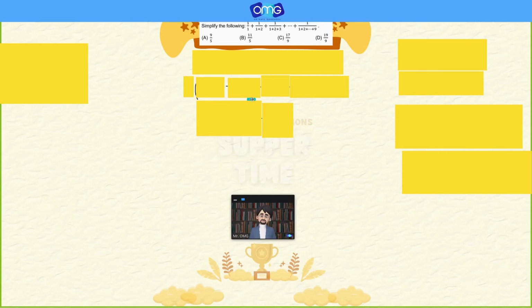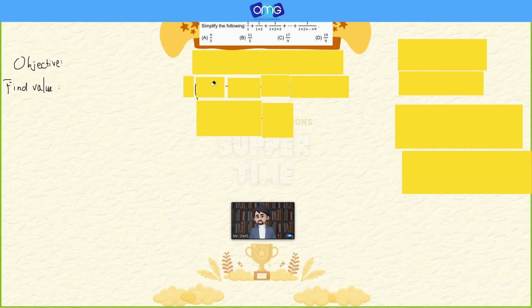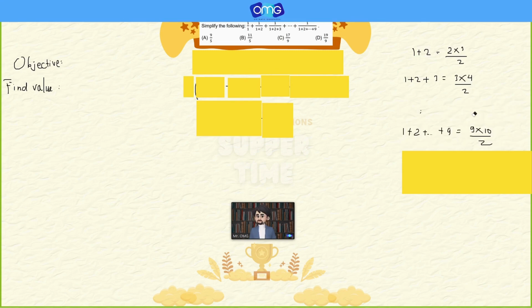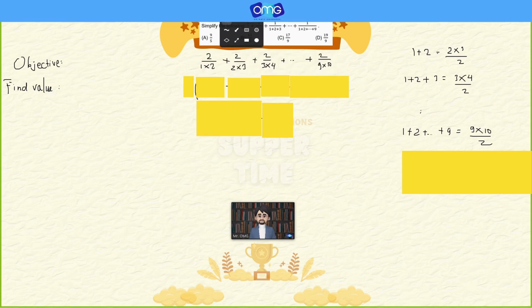Olympiad questions. Simplify the following. The objective here is to find the value. Please remember that 1 plus 2 is 2 times 3 over 2, and this is 3 times 4 divided by 2, and until 1 plus 2 plus up to 9 is 9 times 10 divided by 2. This is an arithmetic sequence sum. From here we can switch them all into this, like 2 over that.